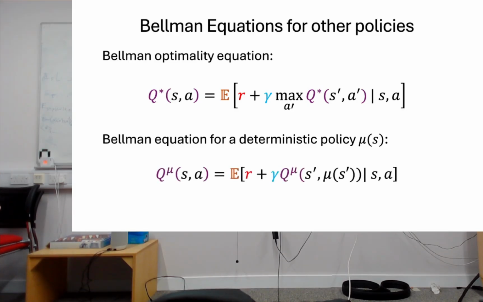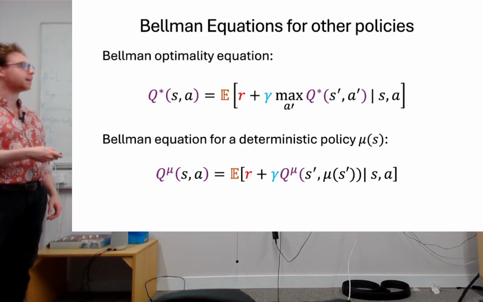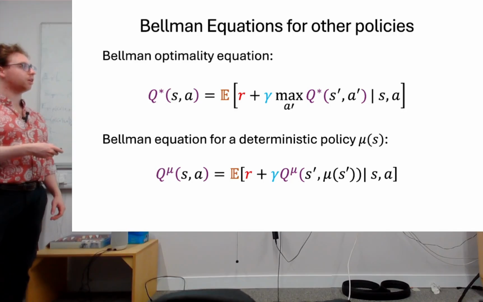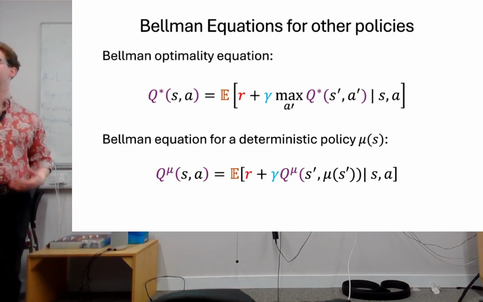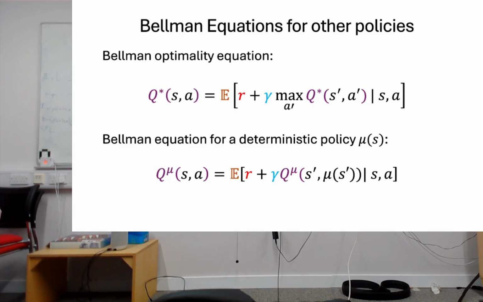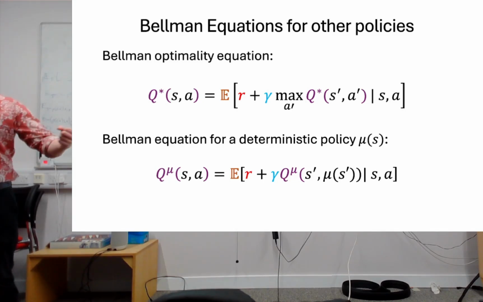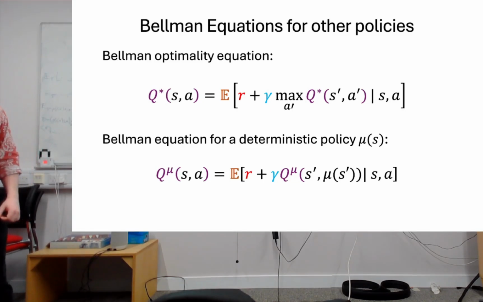So this is our Bellman equation for a deterministic policy, where I say the value of taking a certain action in a certain state is the expectation over transitions, conditional on that state action pair, of the immediate reward plus discount factor times the value of being in the next state. What's the value of being in the next state? This term here is just the action value of being in that state and taking the action that I know I'm going to take, which is mu of S prime. So the state value is just Q of S prime, mu of S prime. Anyone have questions about this?